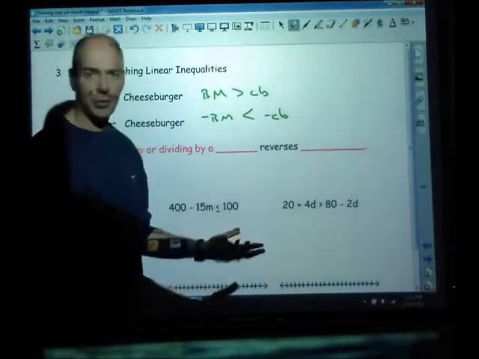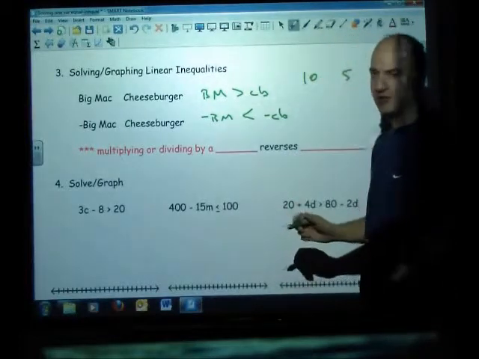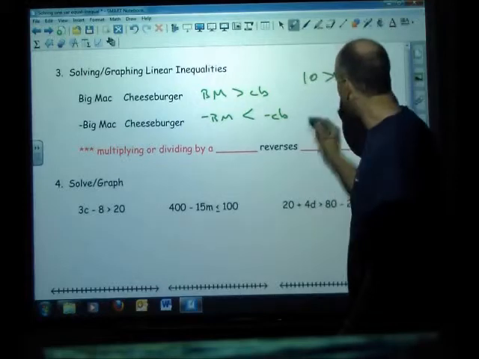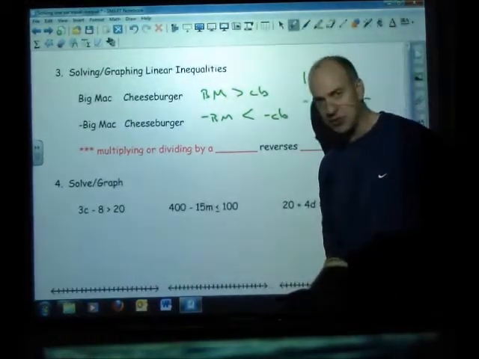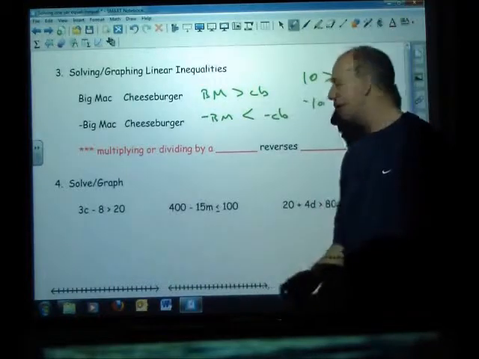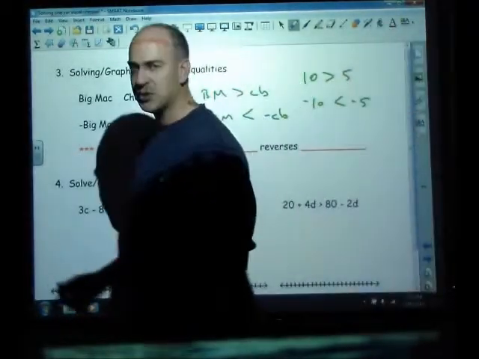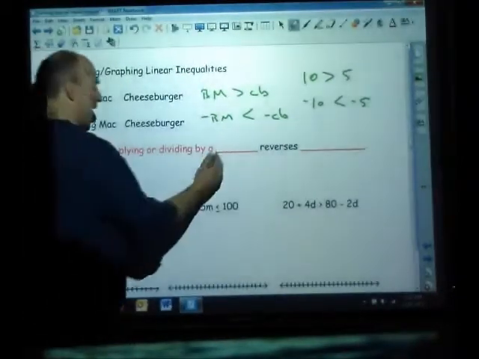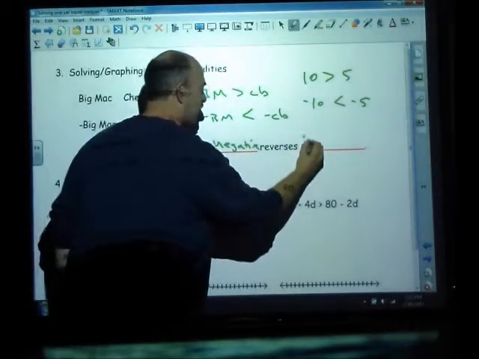I'll show it to you really quickly. You got 10, you got 5. What would you rather have, $10 or $5? You say, oh, I'd rather have 10. 10 is greater than 5. Well, if I make that negative, and I make that negative, what would you rather lose, a $5 bill or a $10 bill? And you'd say, well, I'd rather lose a $5 bill because I'm not losing as much money. Okay? Hopefully that makes sense. Multiplying or dividing by a negative reverses the inequality.